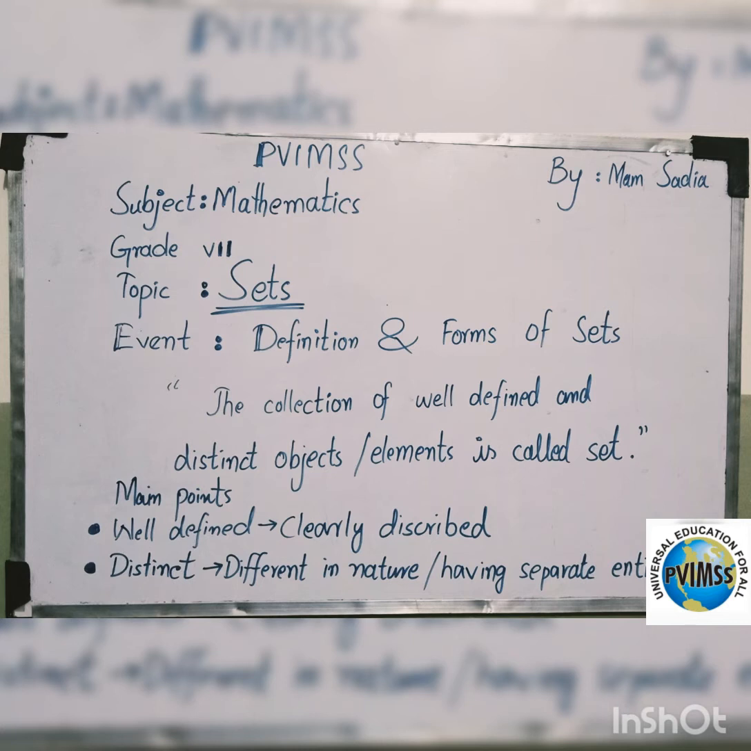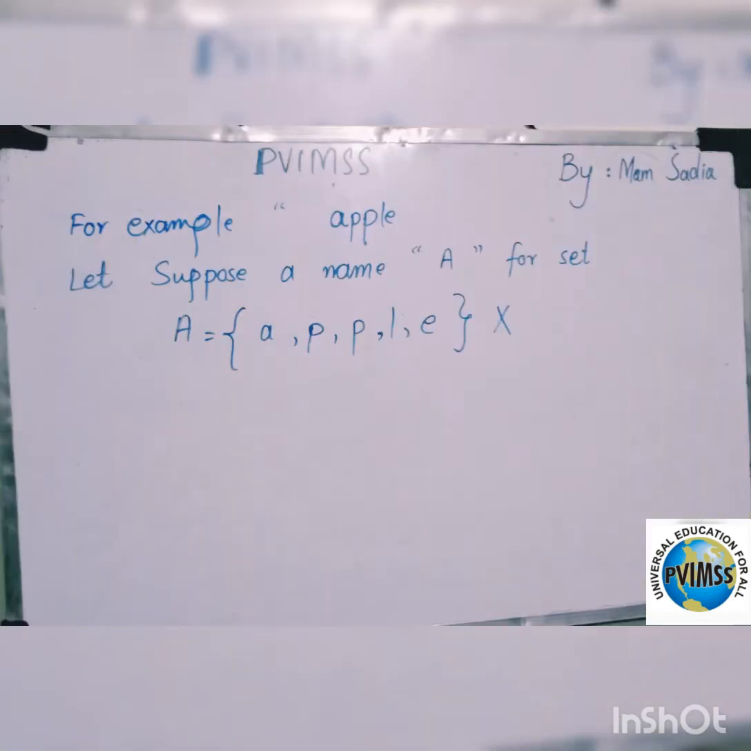The second word is distinct. The word distinct means having separate entity. It means all the elements of a set should be different and should not repeat. If there is an element in a set which comes two times, then that would not be a set. So both conditions must be satisfied. One is well-defined elements and second one is elements should not repeat.